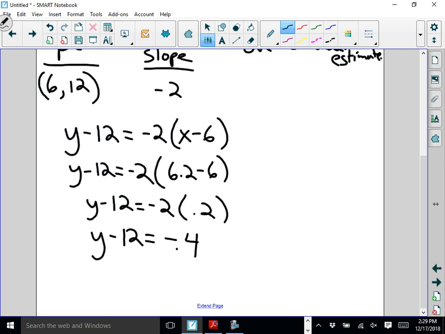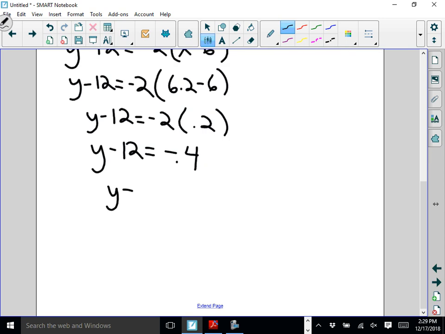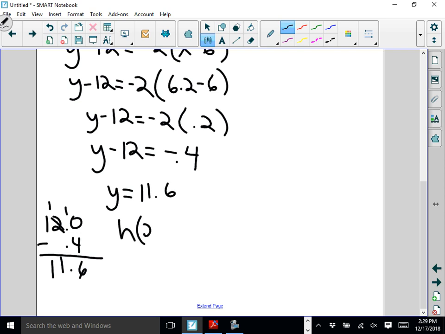When I think about this, negative 0.4 plus 12, I know it's going to make a positive number. To figure out that number, I have to do 12 minus 0.4. And I get y is equal to 11.6. Therefore, I know h of 6.2 would be approximately equal to 11.6. So there's my estimation.